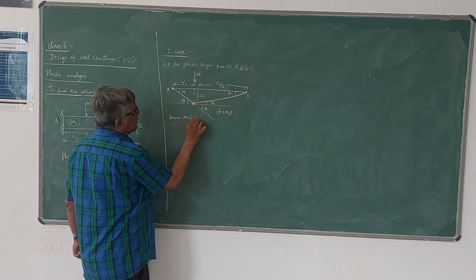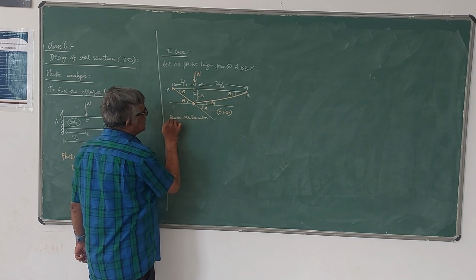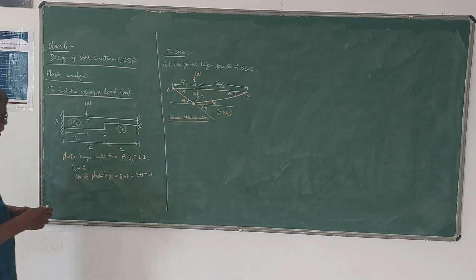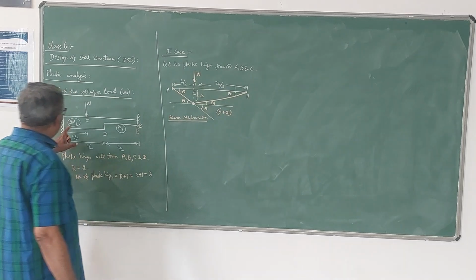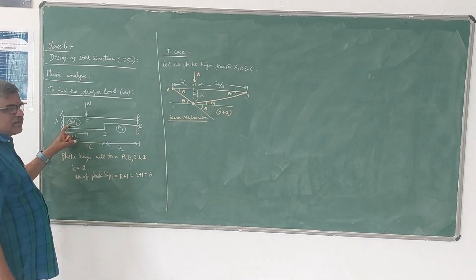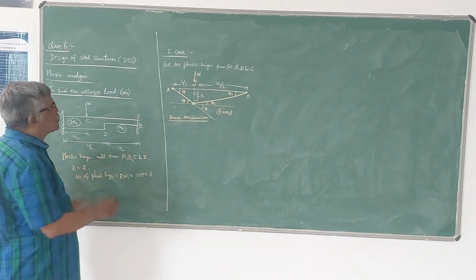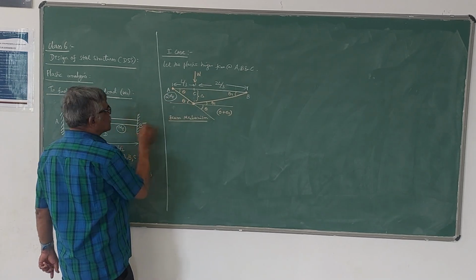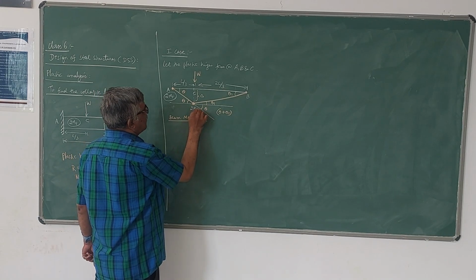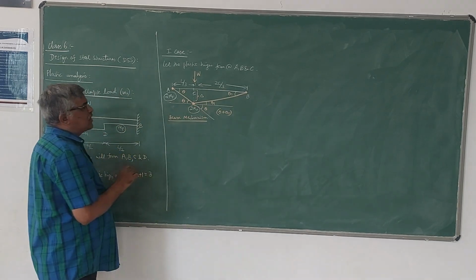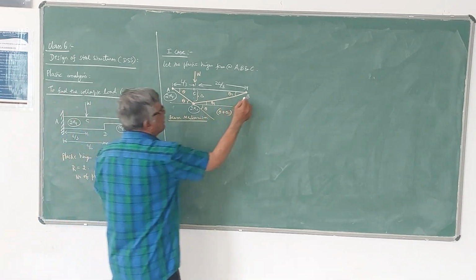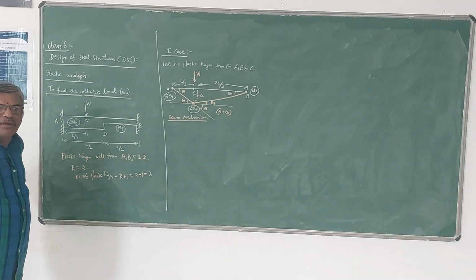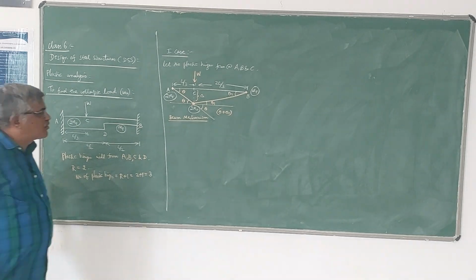Taking the plastic hinges at A, B and C, now let us write the values of MP here, the fully plastic moment capacity. From A to D, the value of MP is given as 2 MP, therefore at A it is 2 MP, at C it is also 2 MP, and at B it is MP. So these are the values of MP at the corresponding points where the plastic hinges are formed.